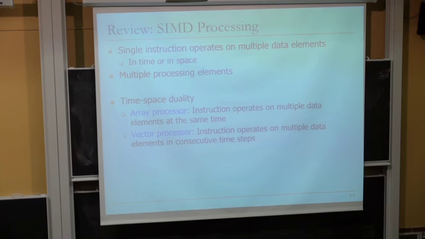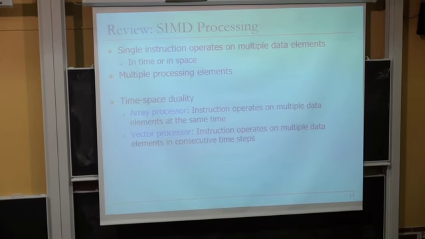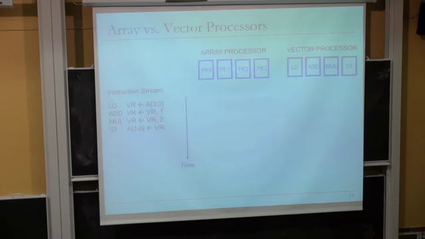In an array processor, an instruction operates on multiple data elements at the same time. In a vector processor, an instruction operates on multiple data elements in consecutive time steps. So, in a sense, here you're exploiting the parallelism in the data at the same time. Here you're exploiting the parallelism in data to pipeline your operations. So let's take a look at it.